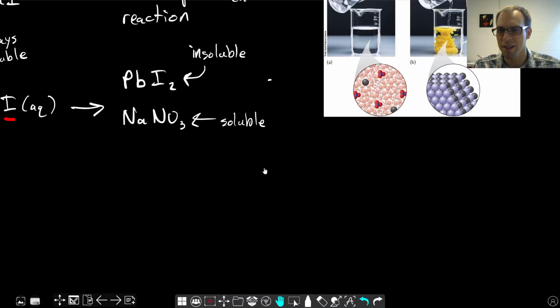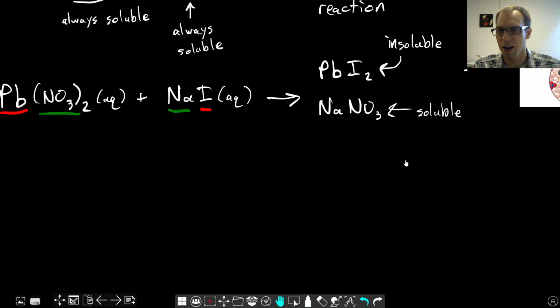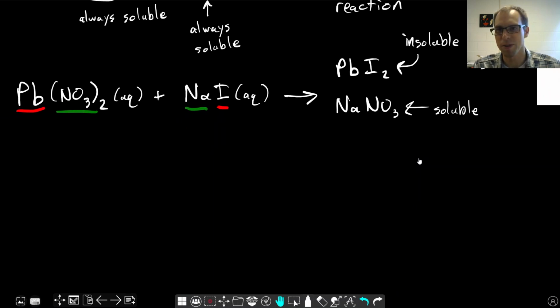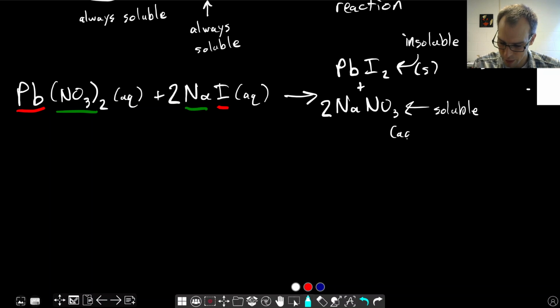Now let's go ahead and come back to our equation here, and we can analyze this. We have the basic idea of the molecular equation here. We need to balance it, of course, so we'll need 2 sodium iodides and 2 sodium nitrates to balance this. Now that we know one's soluble, one's insoluble, we can write these with the proper phases. So our insoluble compounds will always be solid, whereas our soluble ones we write as aqueous because they dissolve.